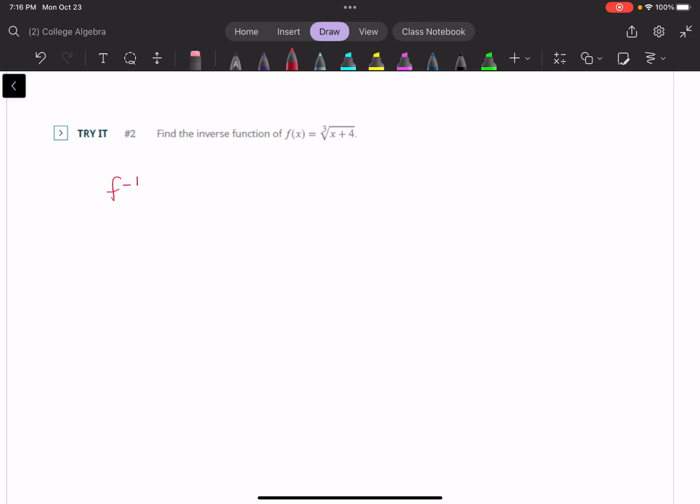All right, so the inverse function of f should be x cubed minus 4.